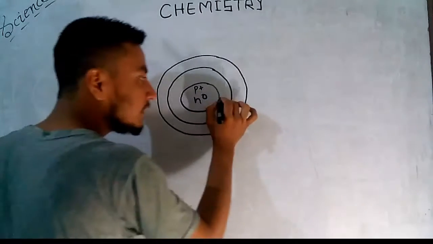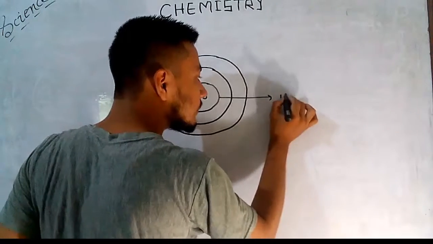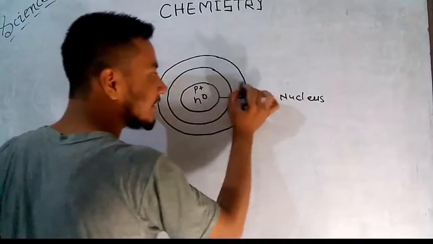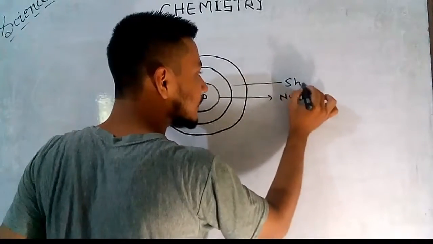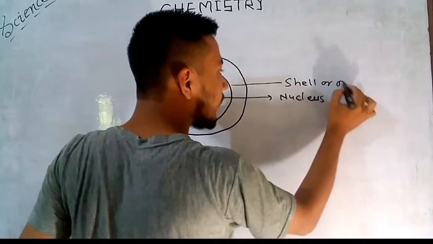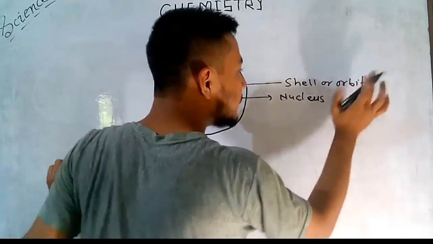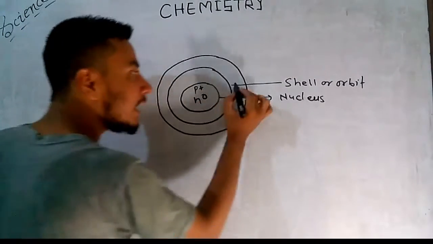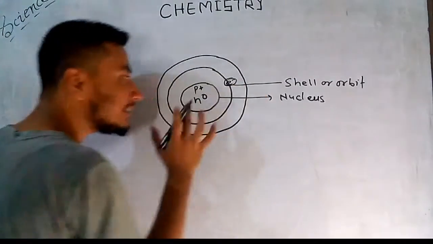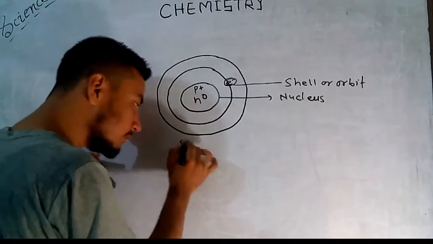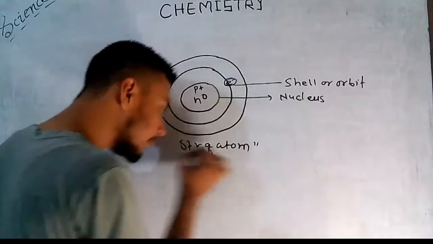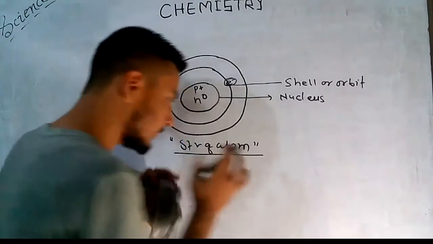So this is the nucleus, and this is called the shell, or simply orbit. These are the same thing. These are called shells, in which electrons revolve. So this is the structure of the atom, the general structure of the atom.